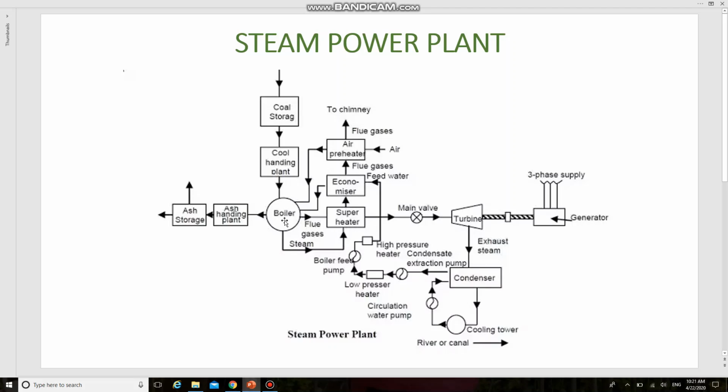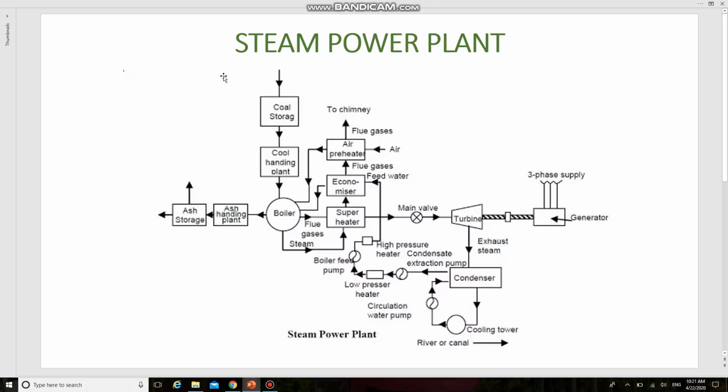Ash resulting from the combustion of coal collects at the back of the boiler and is removed to the ash storage yard through ash handling equipment. In general, the Indian coal contains 30 to 40% of ash, and a power plant of 100 megawatt produces normally 20 to 25 tons of hot ash per hour. So this is the first circuit: coal storage, coal handling plant, boiler, ash handling plant, ash storage.